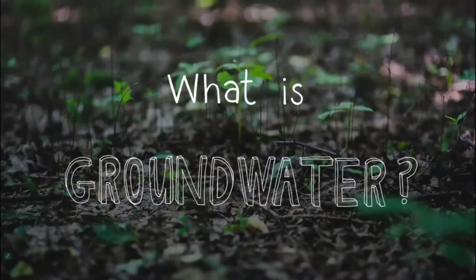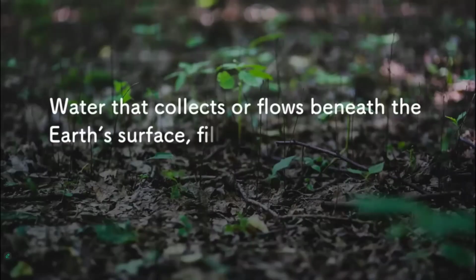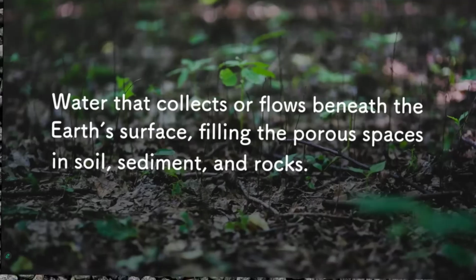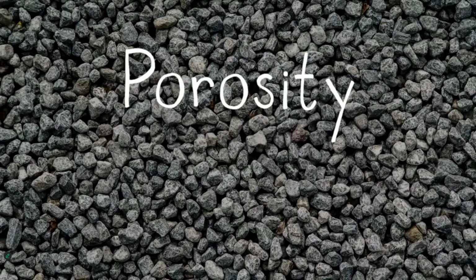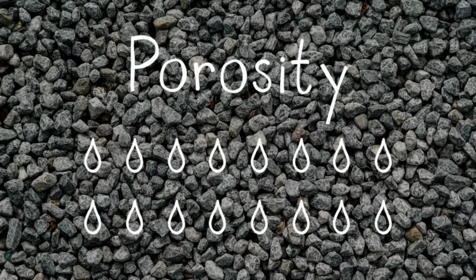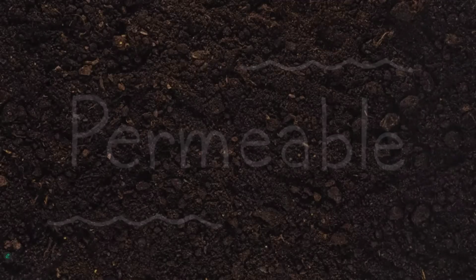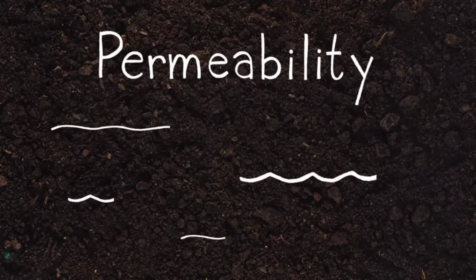So, what is groundwater? It's water that collects or flows beneath the Earth's surface, filling the porous spaces in soil, sediment, and rocks. When we say something is porous, that means it has small spaces or holes in it, through which liquid can move. Porosity is an indication of how much water a material can hold. When we say something is permeable, that means it allows liquids to pass through it. Permeability is an indication of how easily water can move through a material.